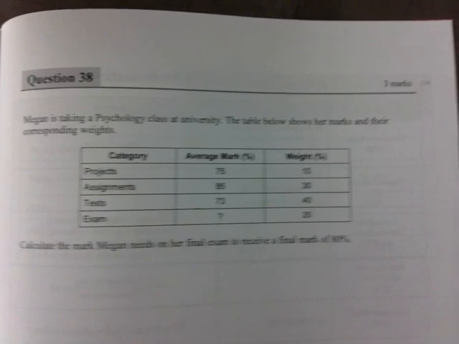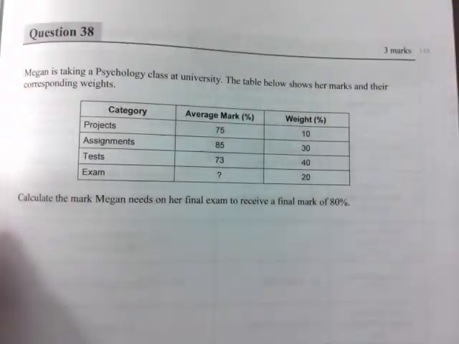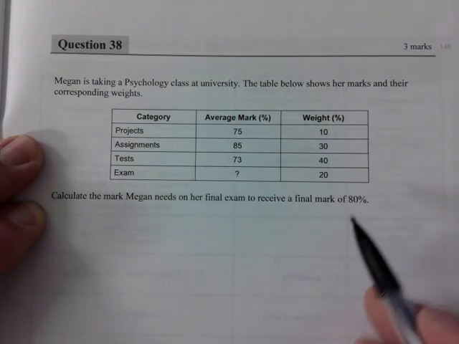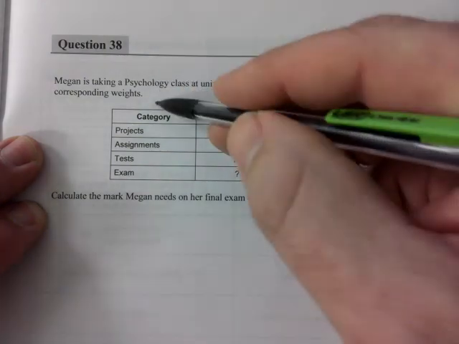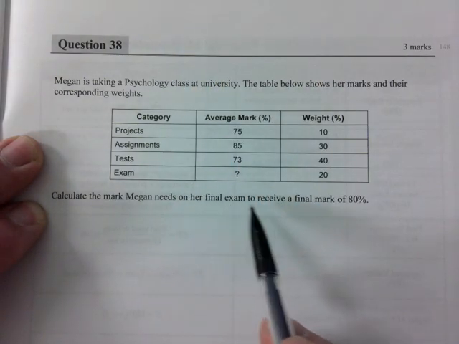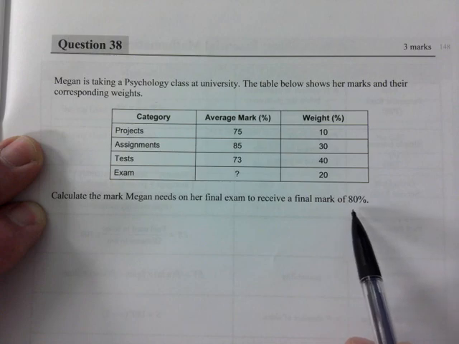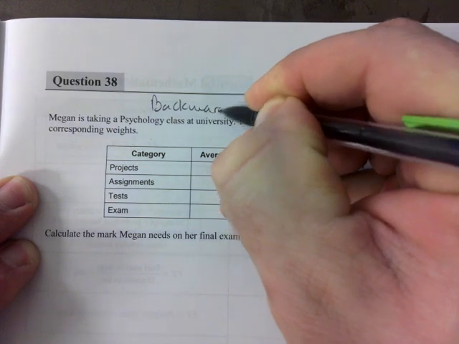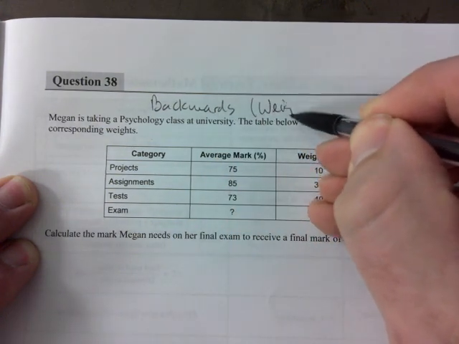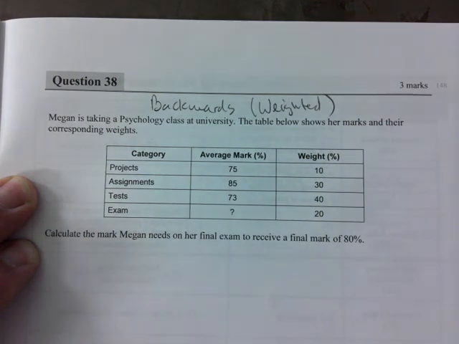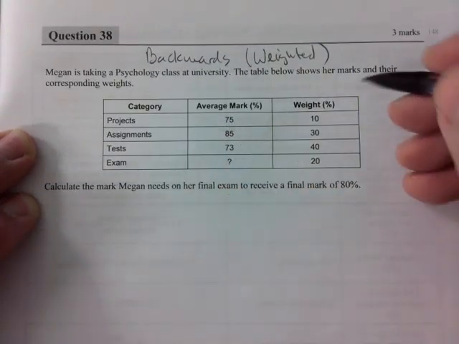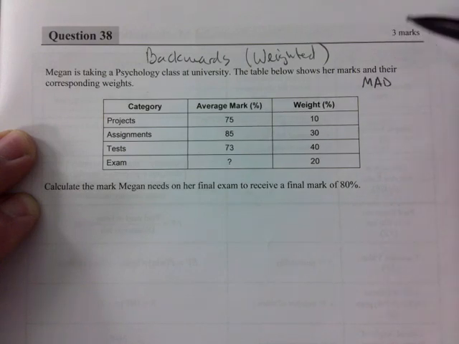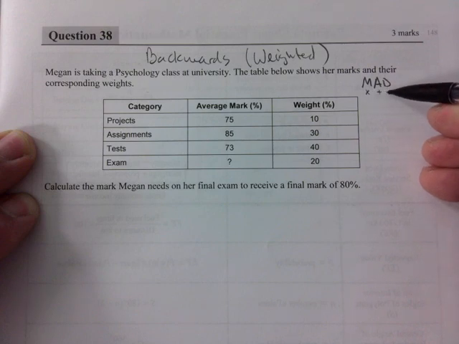All right, last one. This one was on the review, I believe. So we have a weighted mean situation, right? Calculate the mark Megan needs on her final exam if the final she wants is 80%. So backwards. And this is with the weighted situation. So the first thing I do is, you remember MAD? You will actually be happy at this point, it's the last question, but multiplication, addition, division, right?